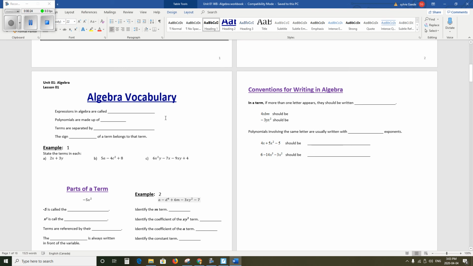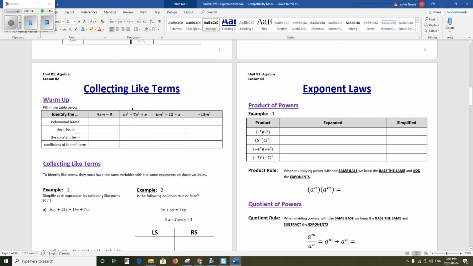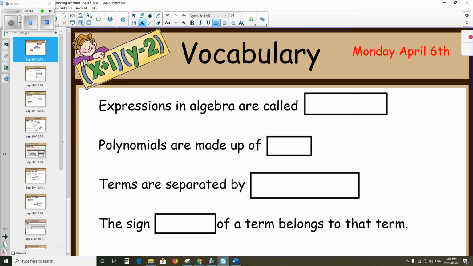And I'm going to start on this page right here. I'm going to go through algebra vocabulary, and we're going to go all the way to the end of page 5, which is collecting like terms. On Wednesday, I will start with exponent laws. All right. So you can just listen if you like, or you can follow along and fill in the blanks on your sheet if you printed them off.